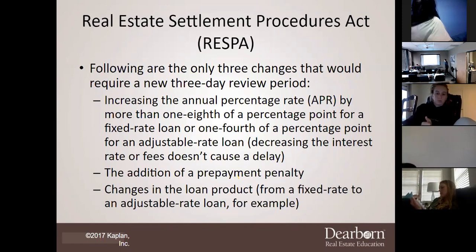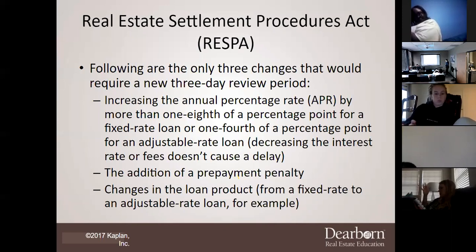Lastly, on RESPA, the following are the only 3 changes in the world that require a new 3-day review period. So if these happen, it will require a 3-day review period. If they increase the APR, which we talked about earlier, by more than 1/8%, which is not very much, for a fixed rate loan, or 1/4 of a percentage point for an adjustable rate loan. So it's 1/8 of a percentage point for a fixed rate, and 1/4 for an adjustable rate loan.